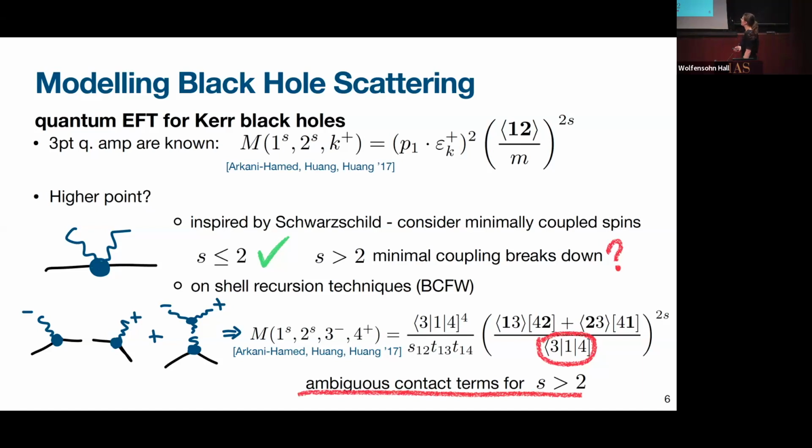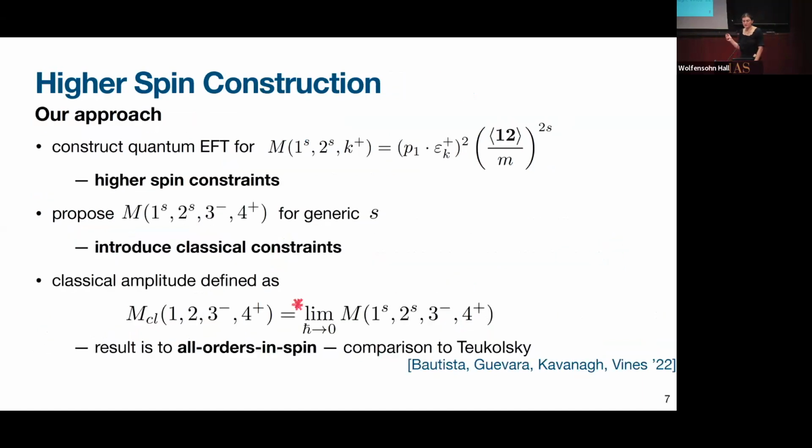So what's the approach we take? The goal of this talk is to present a proposal for this quantum amplitude, which won't suffer from these problems. We're going to present a quantum amplitude, and we'll also present a classical amplitude. We'll start by constructing a quantum effective theory which generates these 3-point amplitudes. And this is where we'll discuss some higher spin constraints. And then from there, we'll be able to propose some consistent 4-point amplitudes for generic spin scattering. We'll also have to introduce some classical constraints here.